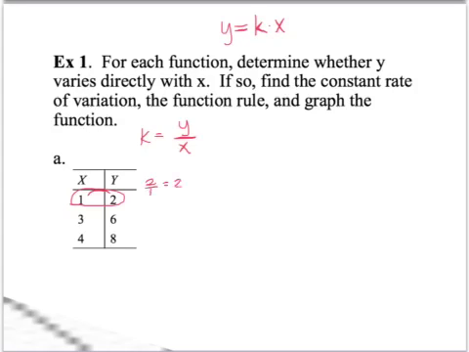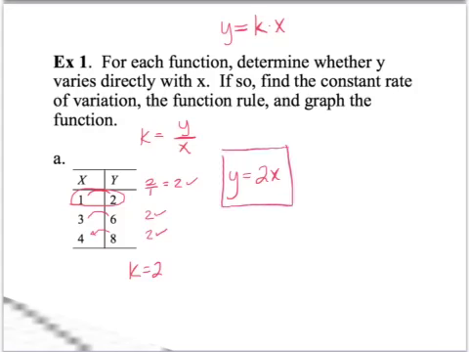Then I do the next set. 6 divided by 3, you should get 2. Finally, 8 divided by 4, you also get 2. So they have the same rate of variation, which is our k. So I need to write k equals 2. Then it tells me to go ahead and write the function rule. And the rule is going to look like y equals 2 times x. When you write the function rule, you simply take your k value and you plug it into your function. X and y should be left as x and y. Alright, so these may look familiar to you as a linear equation.